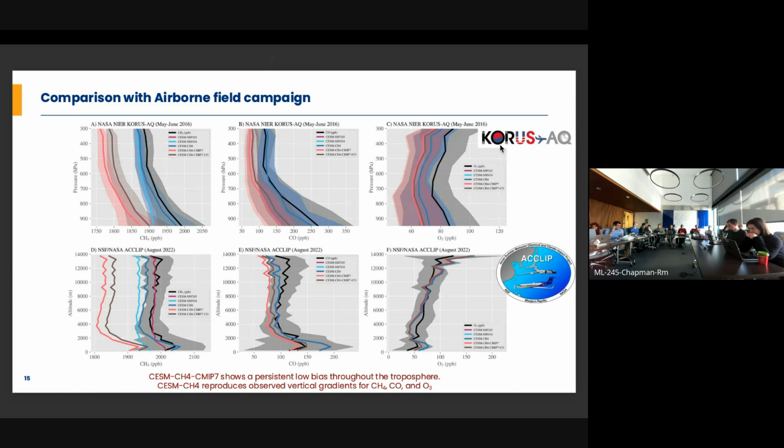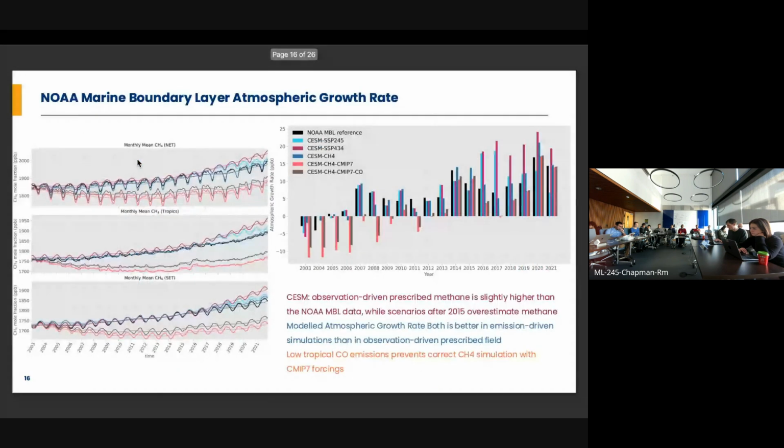So we're looking at airborne field campaigns from CHORUS and ECLIP over East Asia. Now I'm also adding methane to CO and ozone, and you can see that the CMIP7 has very low methane compared to CSM methane, which might be due to the fact that there is too much OH in this simulation. CO is well reproduced for both of them, and the CSM methane is doing better than the SSP scenarios.